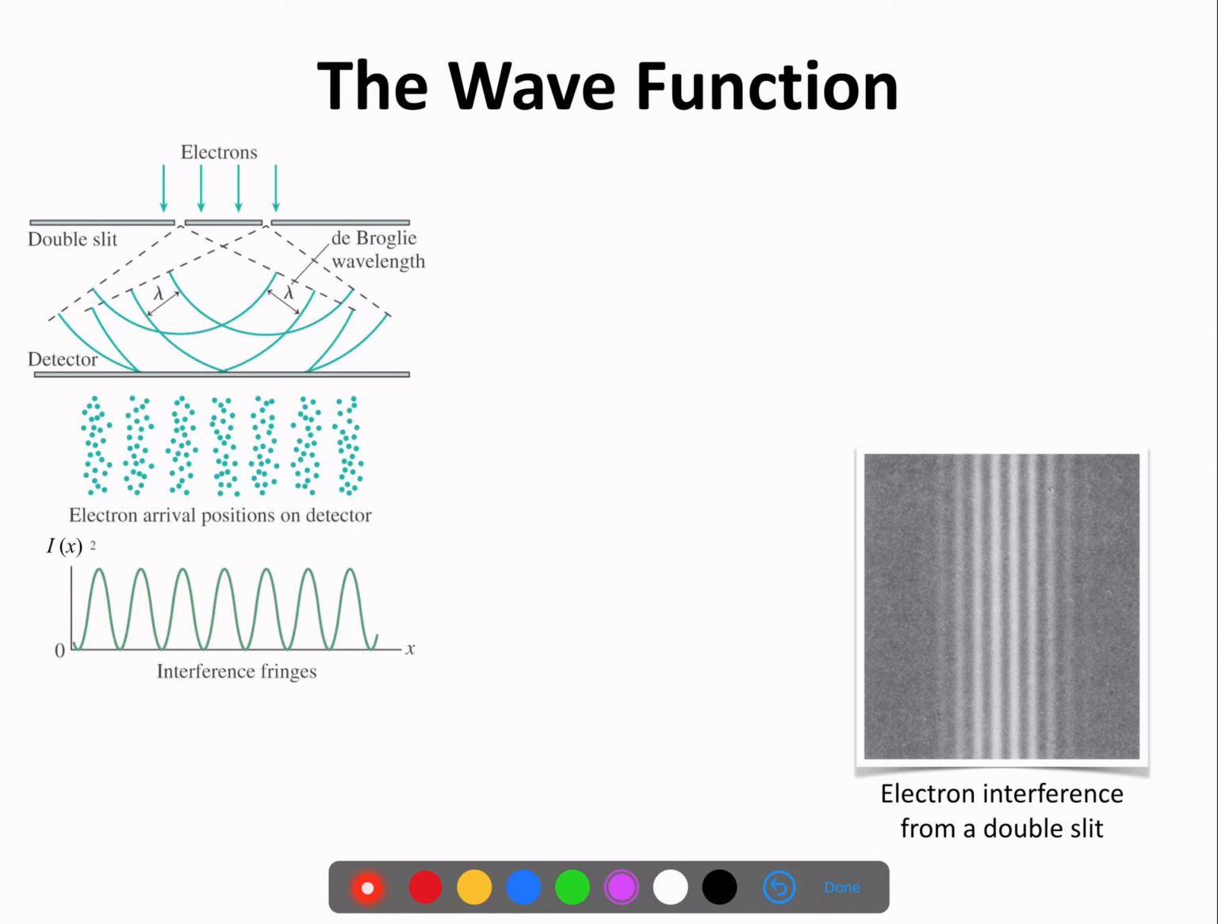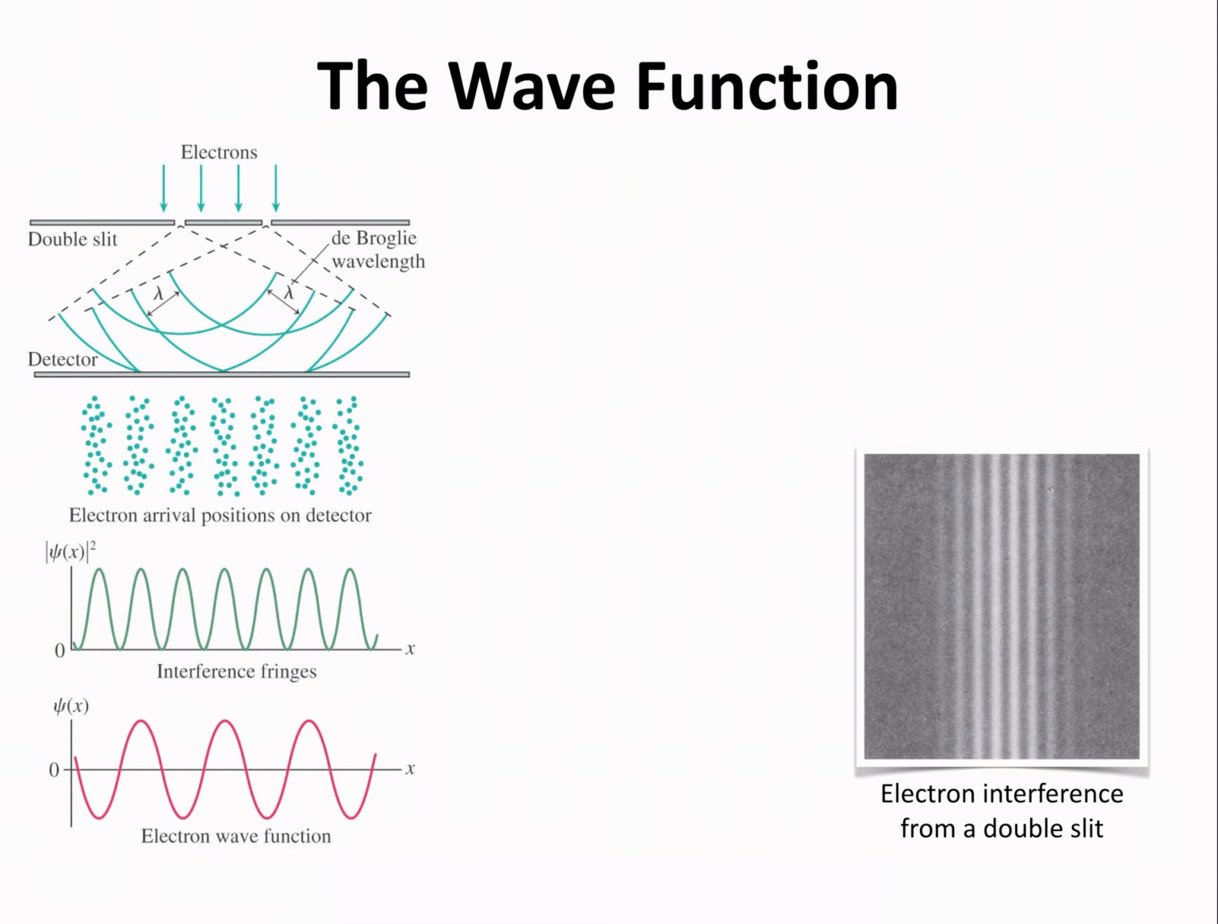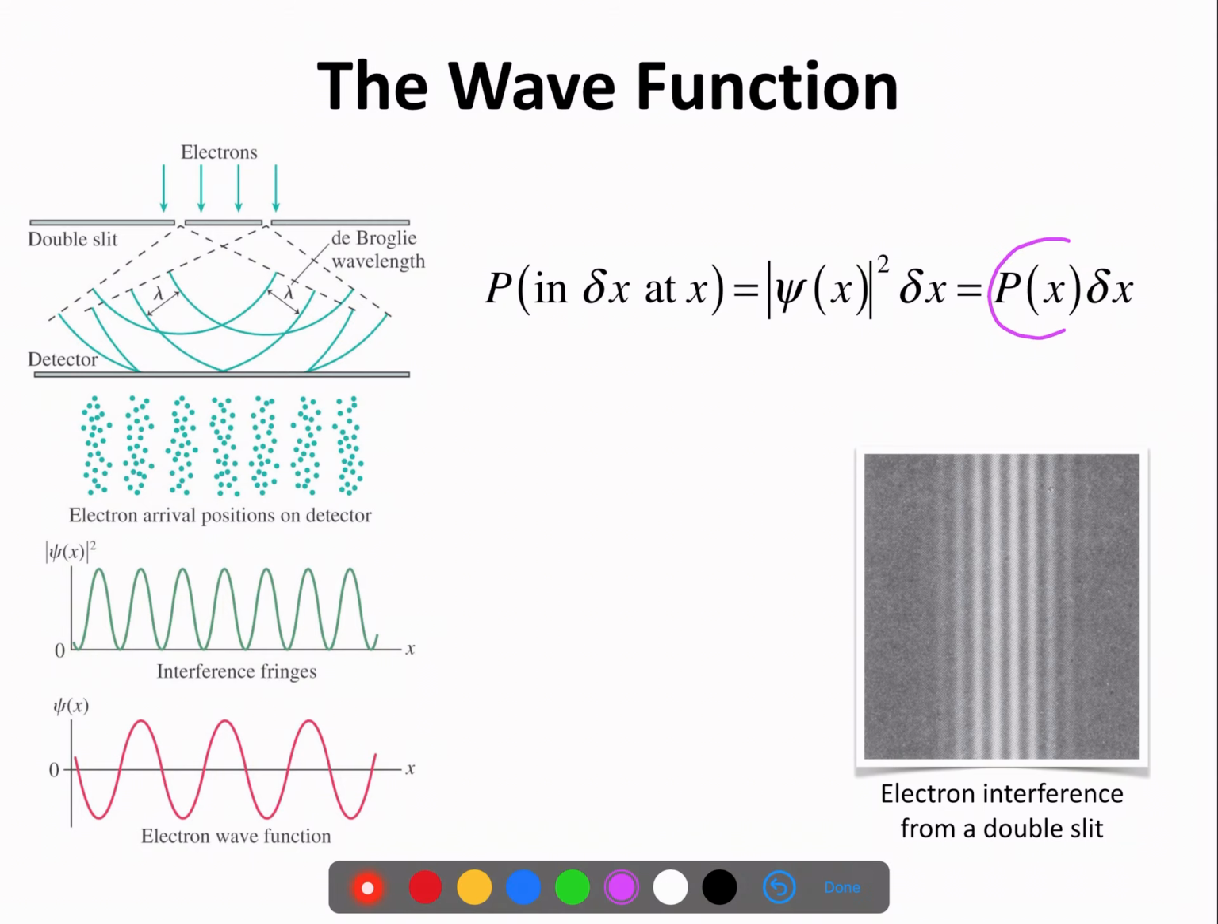This gives us an intensity, and the intensity, it turns out, is something called the wave function squared. Now, this goes back to the idea that the probability of finding something in a certain region is going to be the probability density times this delta x. That's just this little space. So if you're looking here, that's going to be this value here. So right there.